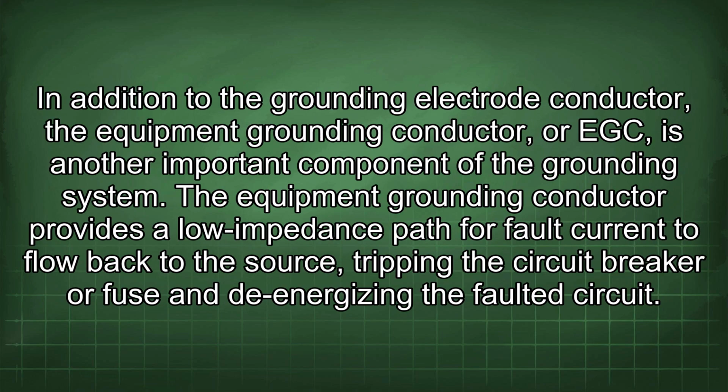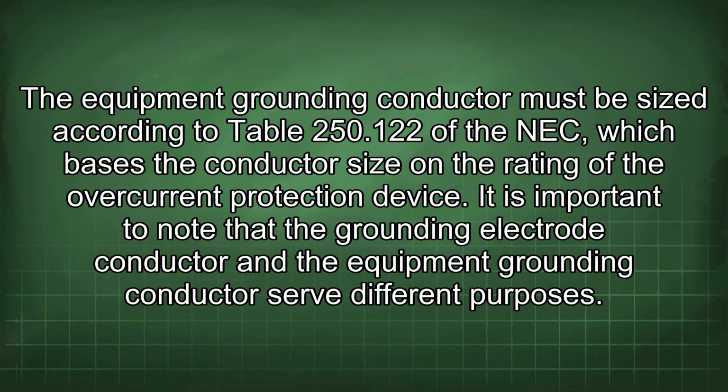In addition to the grounding electrode conductor, the equipment grounding conductor, or EGC, is another important component of the grounding system. The equipment grounding conductor provides a low impedance path for fault current to flow back to the source, tripping the circuit breaker or fuse and de-energizing the faulted circuit. The equipment grounding conductor must be sized according to Table 250.122 of the NEC, which bases the conductor size on the rating of the overcurrent protection device.